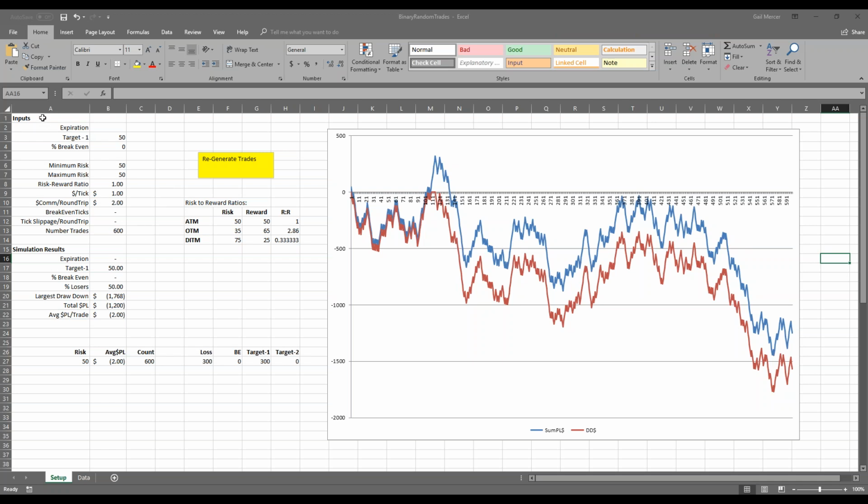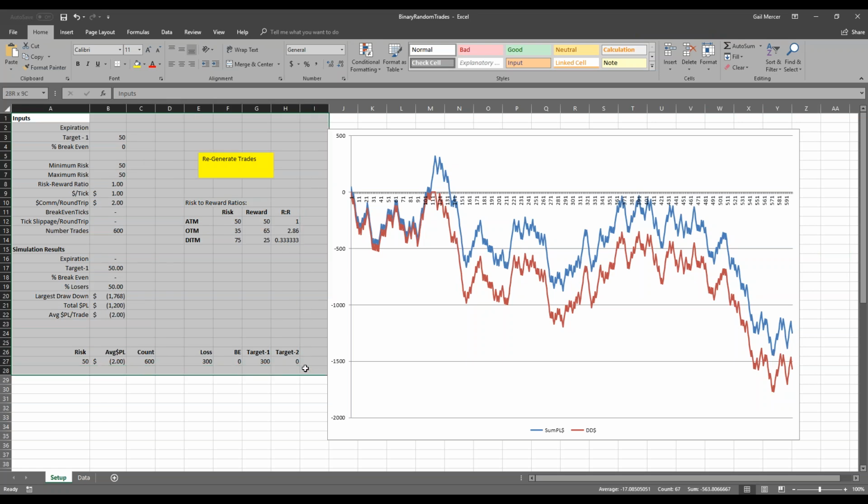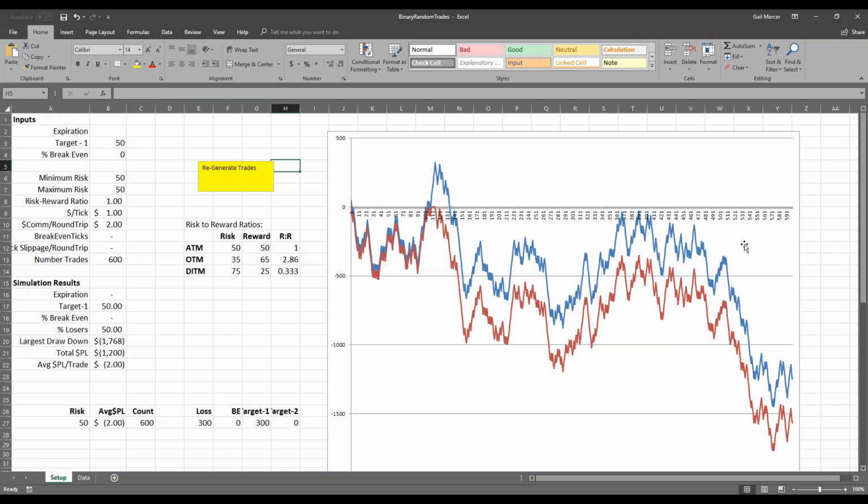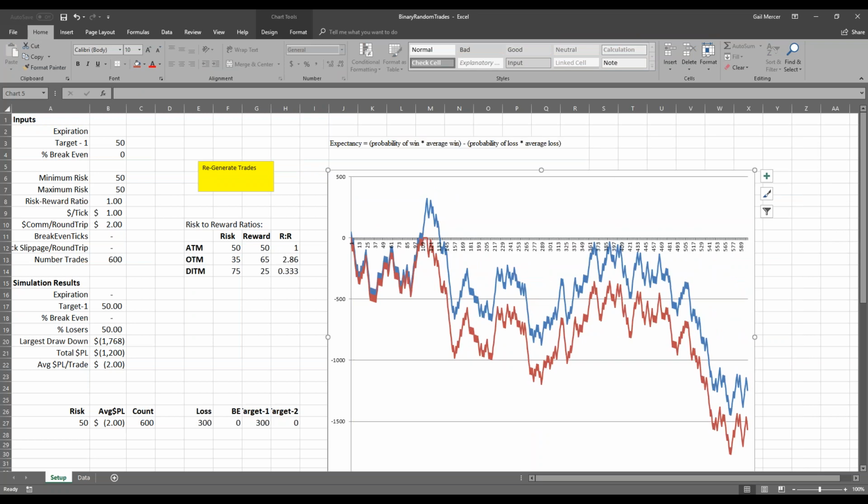I cannot zoom in, but what I can do is enlarge the font for you. Okay, Jason, is that better? And we'll shrink this up some.